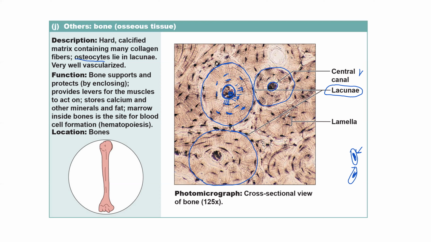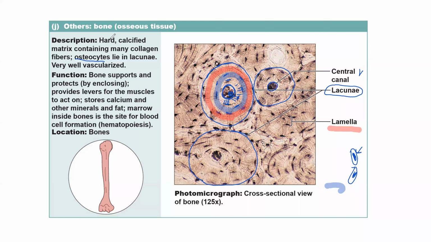Let me see if I can draw it. Oh yeah. So the layers of matrix, like this one over here, one layer. Here's, let me pick up another color, here's another layer. This is called lamellae. Lamella is one, lamellae is plural.